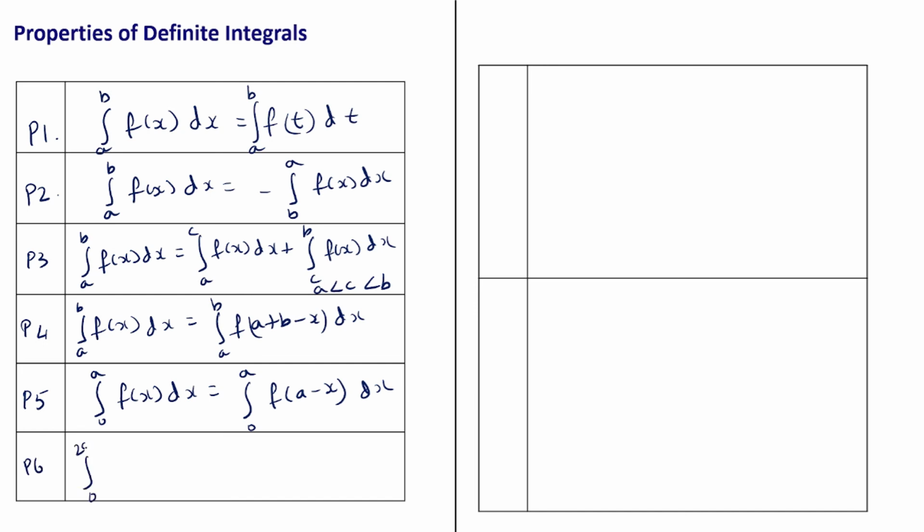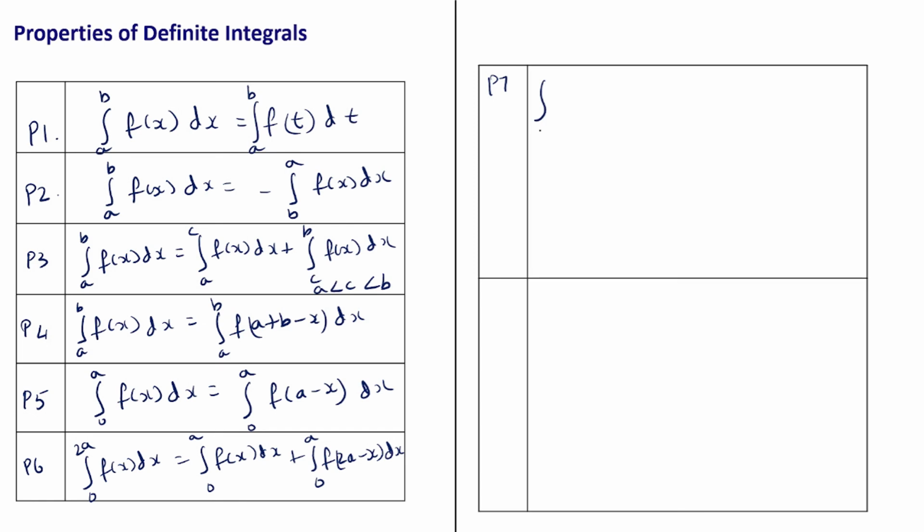integral 0 to 2a f of x dx is equal to integral 0 to a f of x dx plus integral 0 to a f of 2a minus x dx. This is the sixth property. And then we have the seventh property which is based on this property.